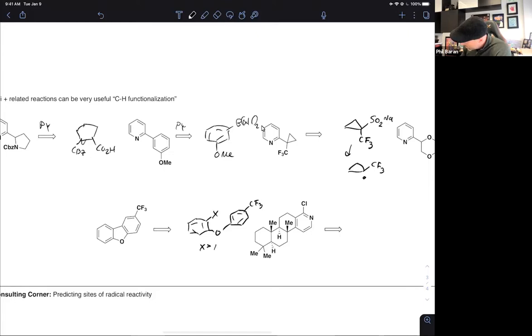X can be equal to N2 diazonium, and then it's a so-called Schorr reaction, or it can be equal to a boronic acid, and you can use the same Baran-Minisci conditions to get the product.